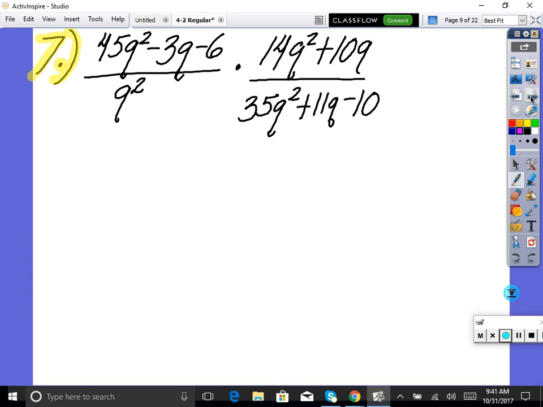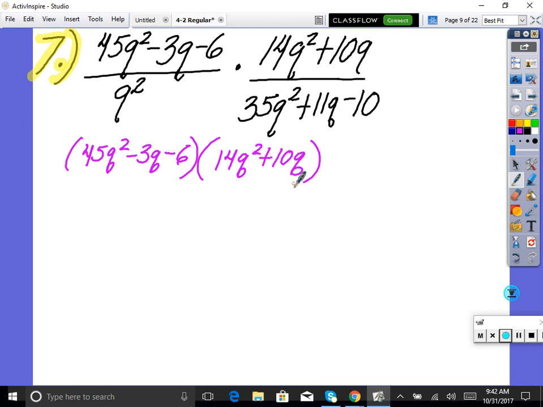Here we go. This is number 7. You're going to need some major paper. So when multiplying fractions, we multiply straight across. So let's rewrite what we have. 45q squared minus 3q minus 6 times 14q squared plus 10q, right? And on bottom, we have a q squared times 35q squared plus 11q minus 10.